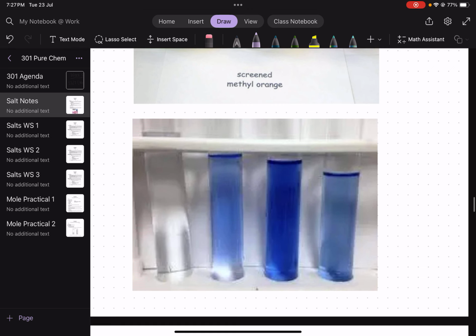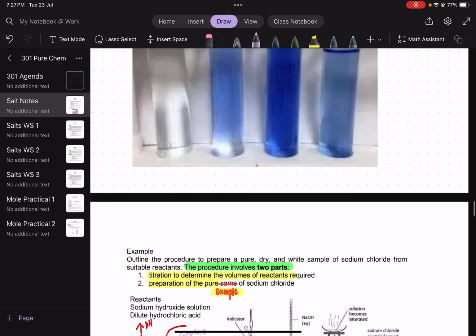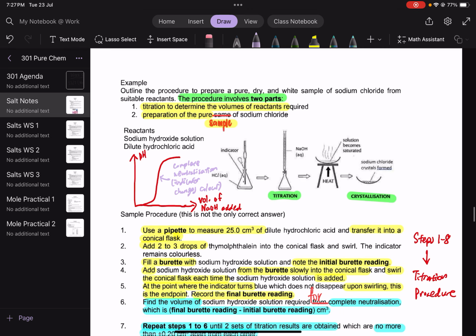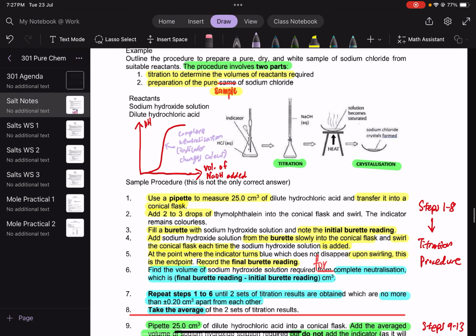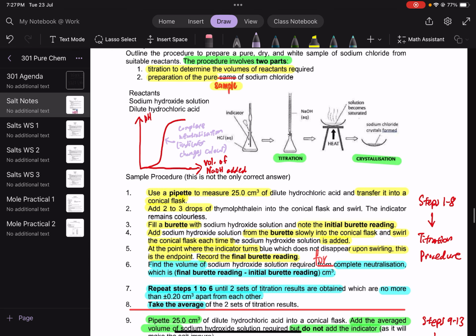So now let us move on to the procedure for the preparation of a soluble salt using titration. This procedure involves two parts. Firstly, the titration to determine the volumes of reactants required, and lastly, the preparation of the pure dry sample of salt required. Let us look at this example for the preparation of a pure dry and white sample of sodium chloride using the soluble starting reactants of sodium hydroxide and hydrochloric acid.